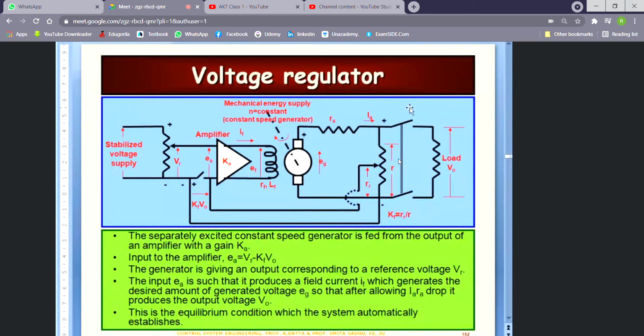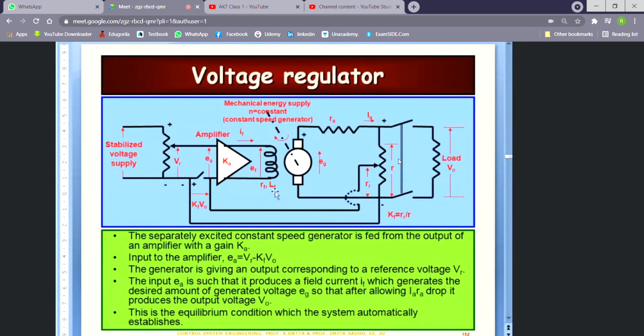So I'll repeat that. Here this is a voltage regulator system, and in this voltage regulator system, what we have is a stabilized voltage supply. It is expected that this stabilized voltage supply would be applying a constant voltage, more or less constant voltage is what I mean. Now, the objective of the rest of the system would be to provide a constant voltage at the output side.